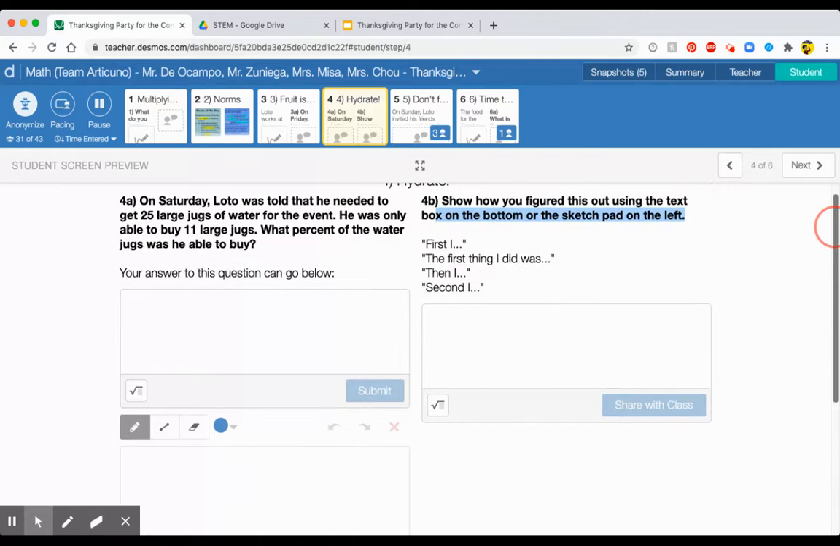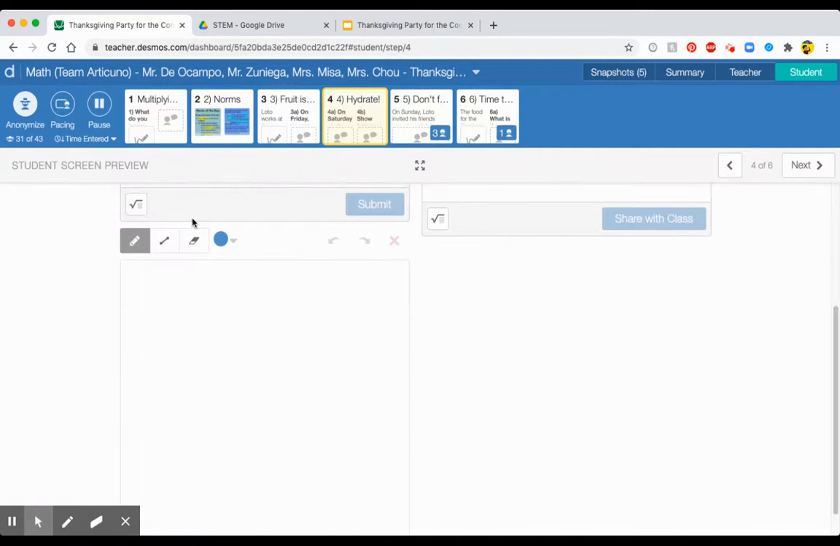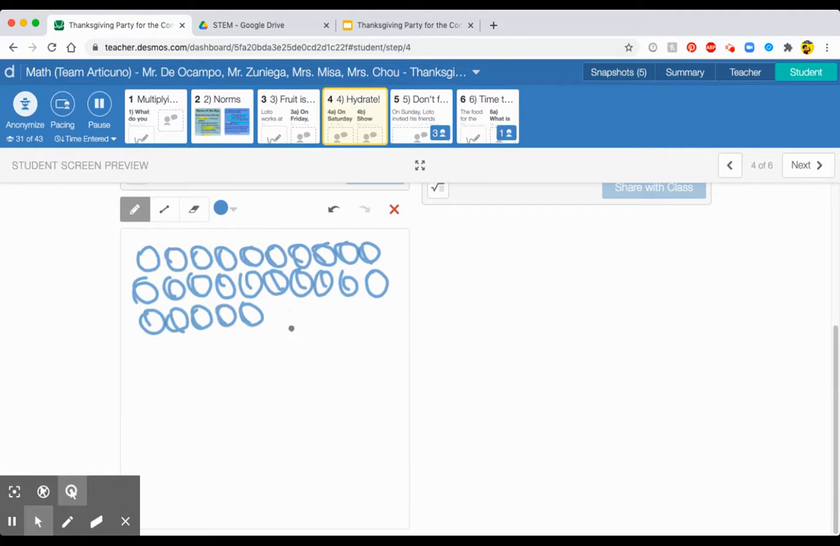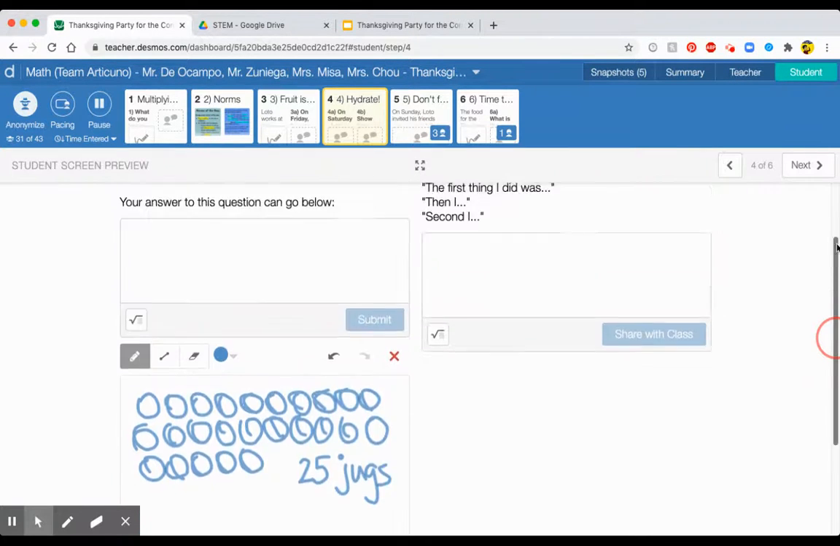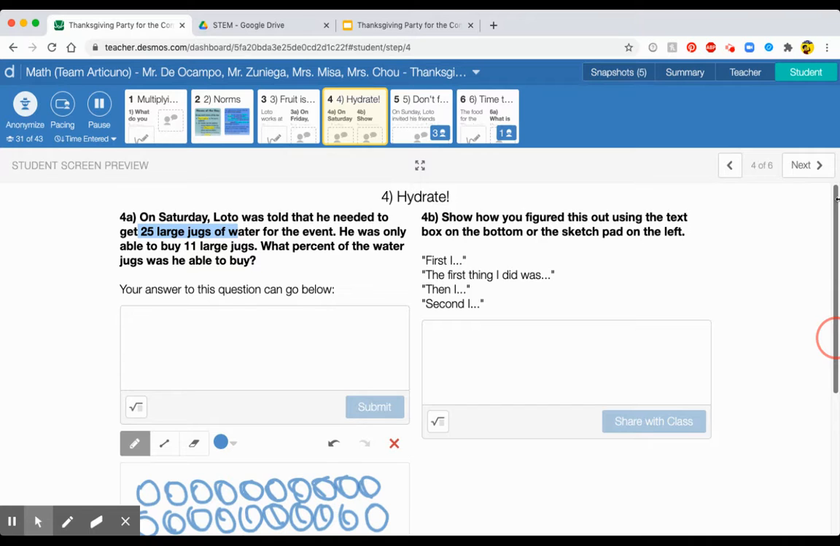So, he was supposed to get 25 large jugs of water. If we wanted to, we can draw the 25 jugs here. All right, I've now drawn the 25 jugs of water that Loto needed to buy. Do we have to do the drawing? The answer is no, we don't have to. 25 is a lot to draw, but for some of you, it's going to be helpful to do this so you can see it visually, okay?